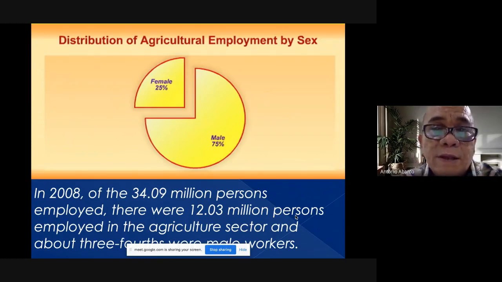we have 75% in agriculture who are predominantly male. Only 25% are females. So as you can see, it can really go that way. Probably because agricultural workers are really bent on using masculine power.